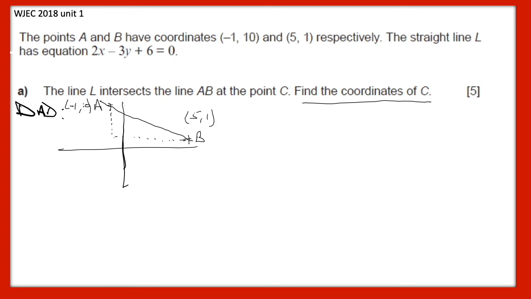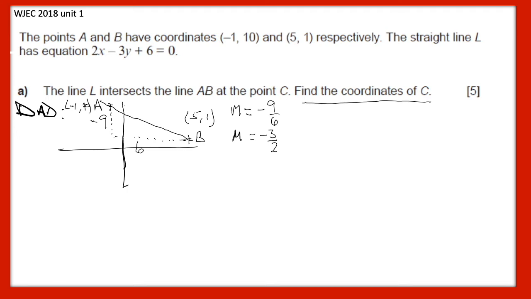So if I'm going from minus 1 across to 5, then obviously I'm going across 6. And if I'm coming from 10 down to 1, I'm coming down 9. So my gradient of the line AB is going to be minus 9 over 6, which, because I like things to be easy, I'm going to change to minus 3 over 2. And later on in this question, you'll see why that becomes really quite useful. So my gradient in this particular case is minus 3 over 2.